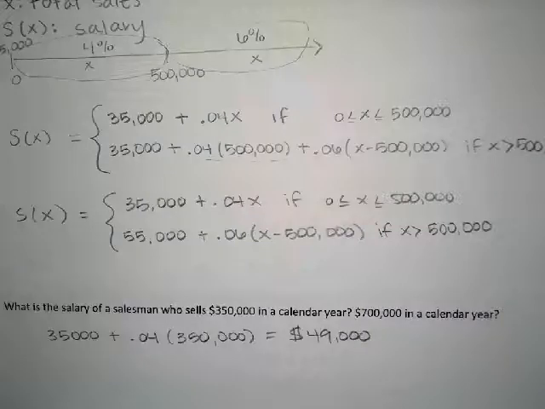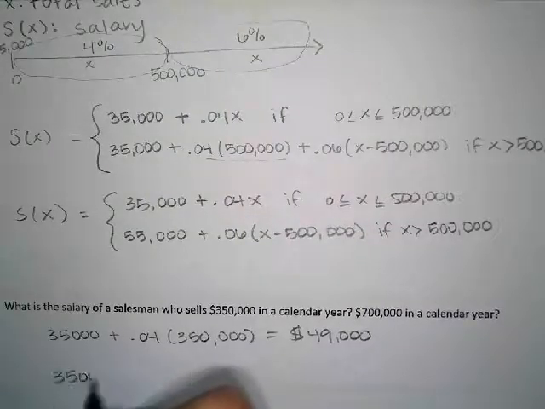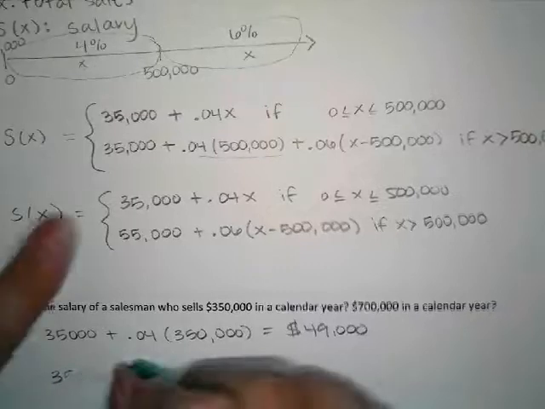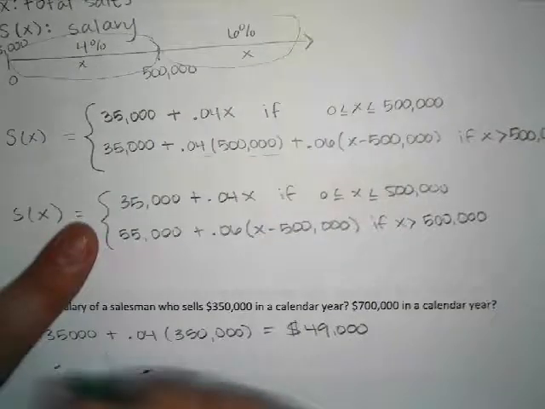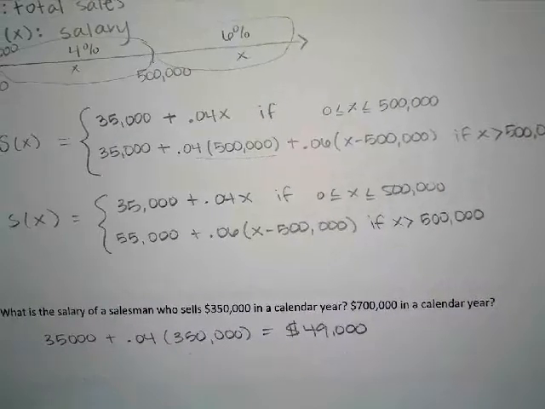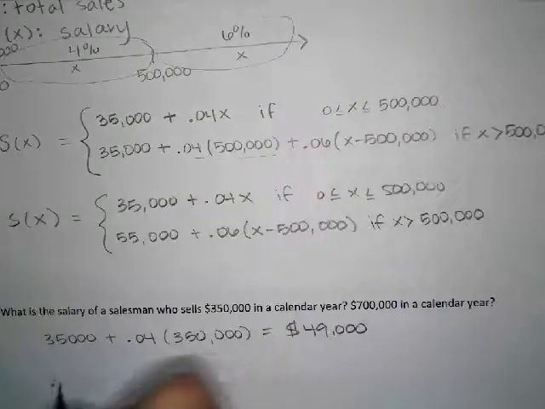Do you guys feel like this salesman is making very much money? Yeah, I'm not really impressed with this salary. If I was selling a commission this high, I'd be like, yo, pay me higher, man. All right, if you sold $700,000, it's going to be in the second one. Okay, so we're going to do 55,000 plus 0.06 times 700,000.